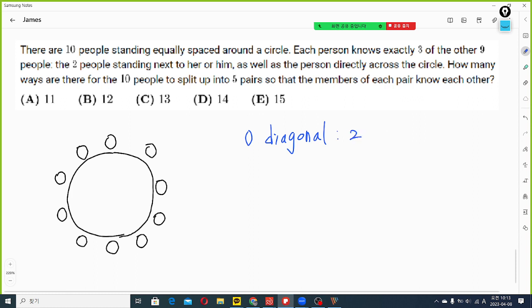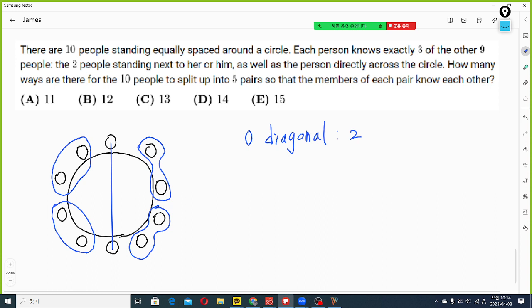And let's say we make one diagonal pair. So if we make a diagonal pair like this, and then other people make pairs with neighboring person like this. So how many cases can we make with one diagonal pair?